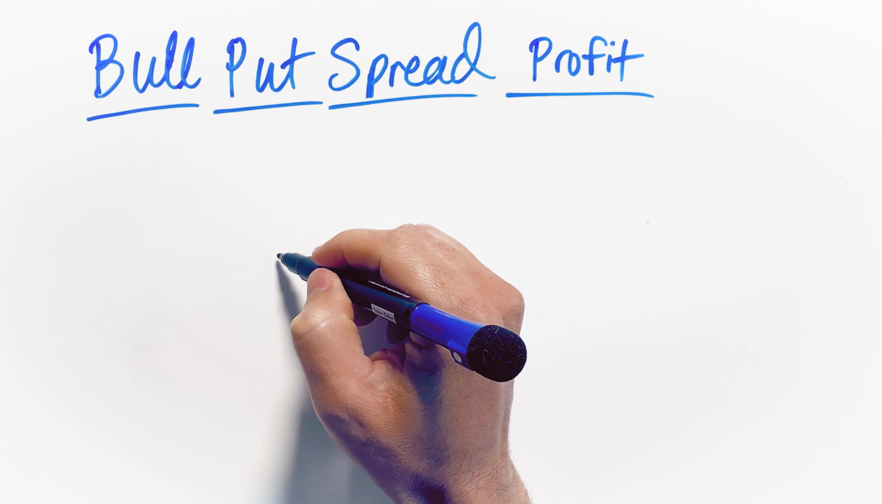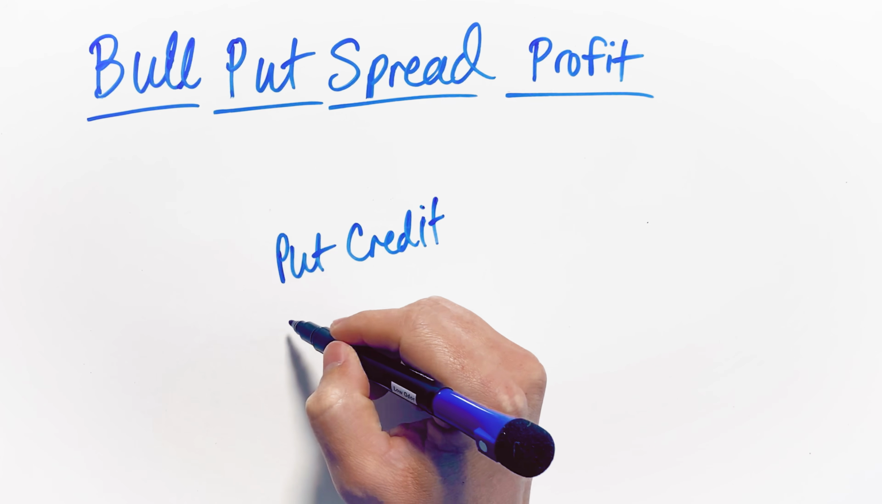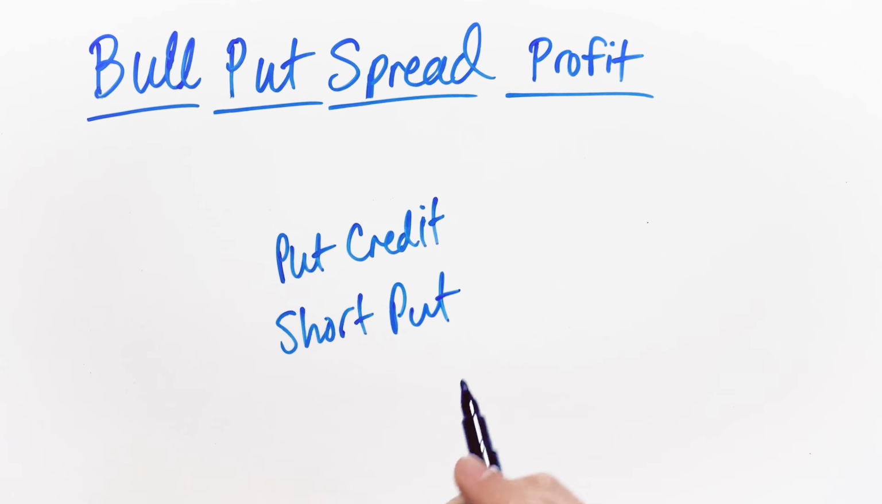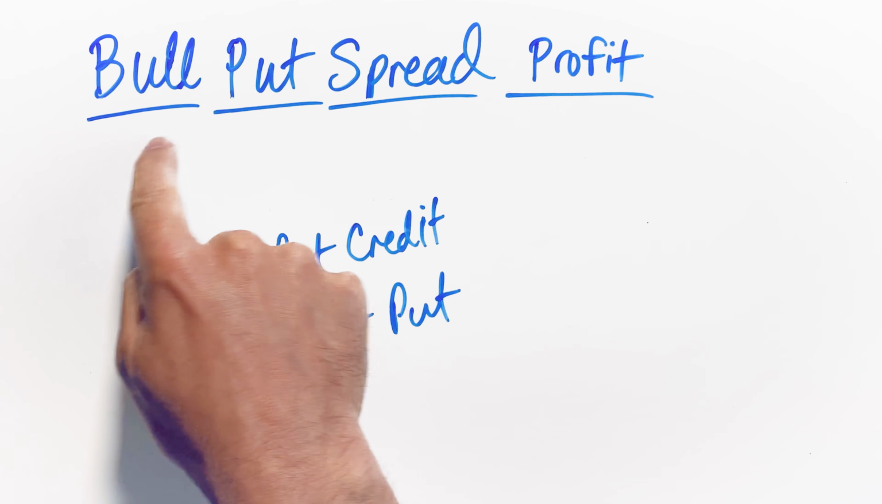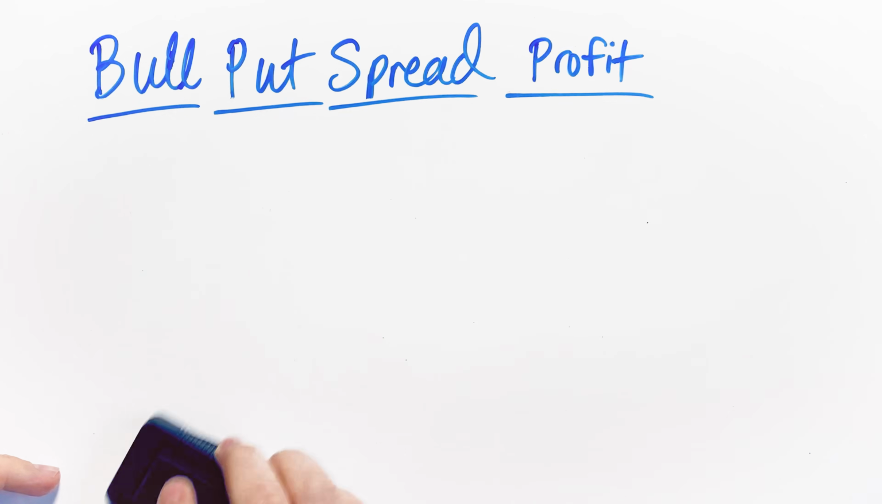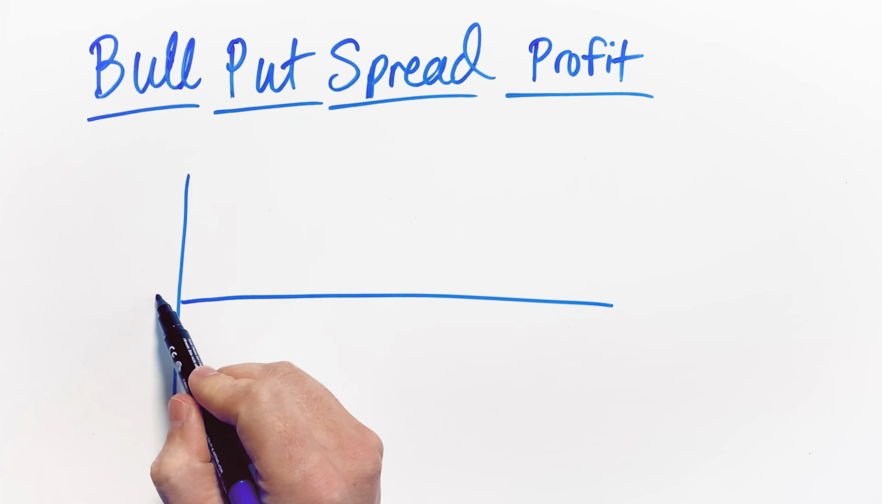You might also hear people call this a put credit spread, or a short put spread. There are a lot of different names you might hear besides bull put spread, but essentially it's all the same stuff. Whatever name you give it, it's all the same calculations that we're going to go through. So we're going to start here with the structure of a payoff diagram.